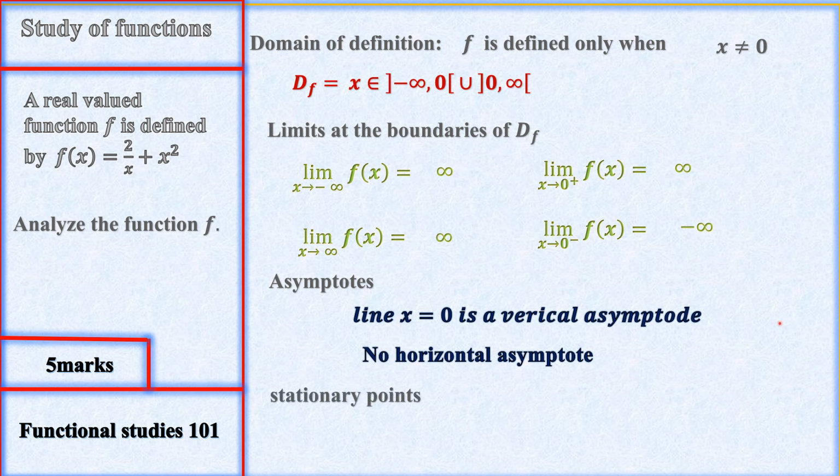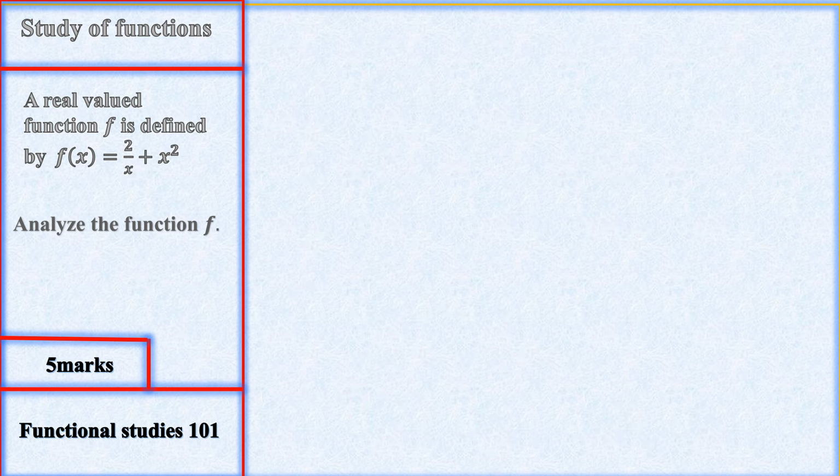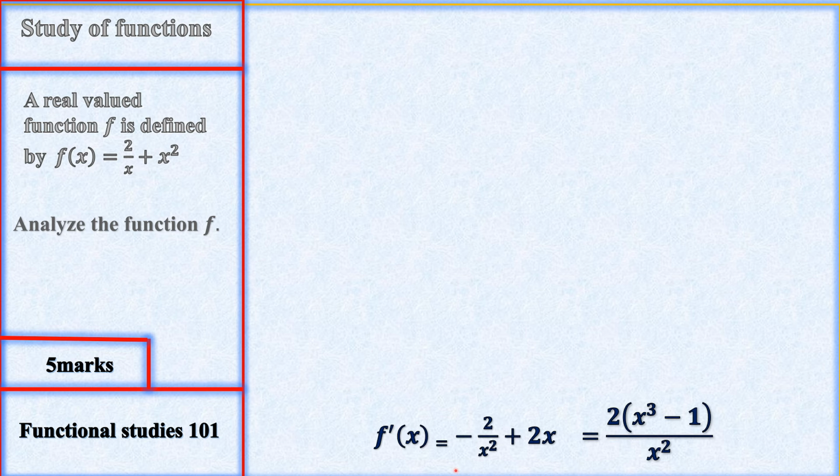To evaluate the stationary points of a function, we need the gradient of that function. Differentiating f with respect to x, where you differentiate 1 over x, you get negative 1 on x squared, and differentiating 2 over x gives minus 2 on x squared, and differentiating 2x gives 2x. Now, this can further be written as 2 into x cubed minus 1 divided by x squared, where you add these two fractions.